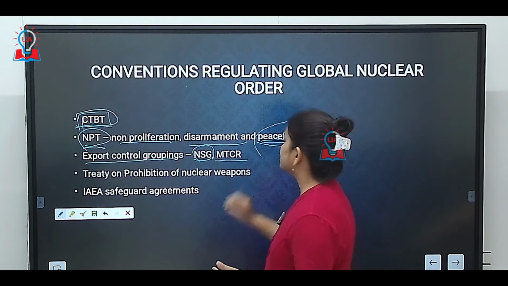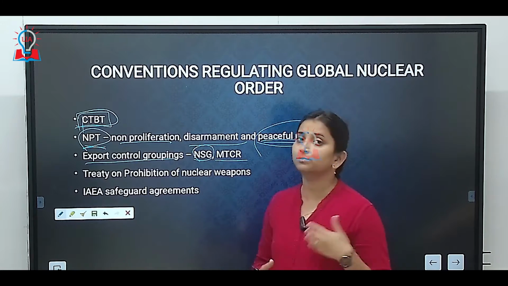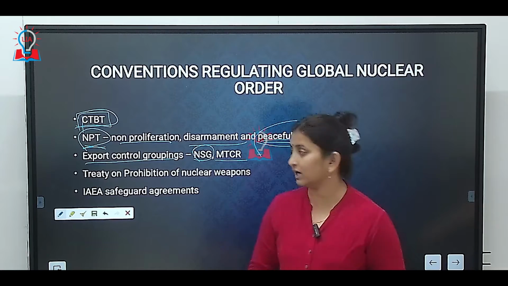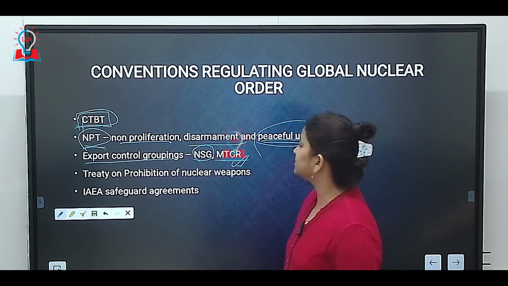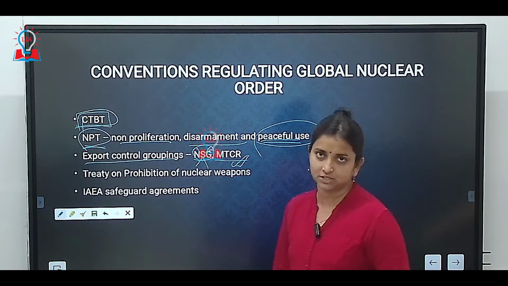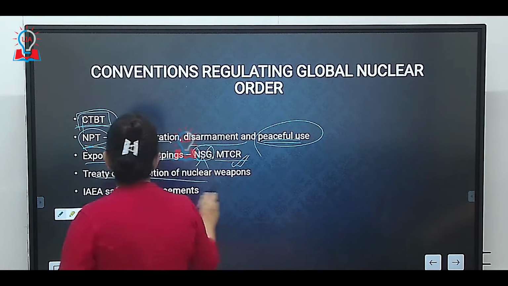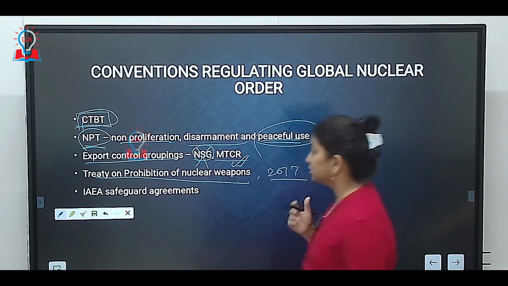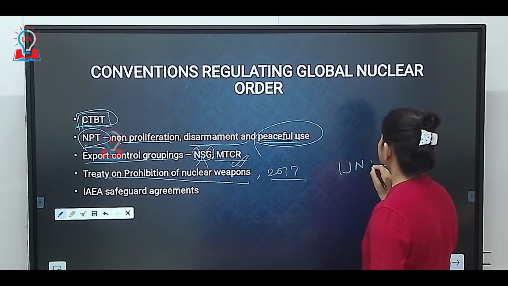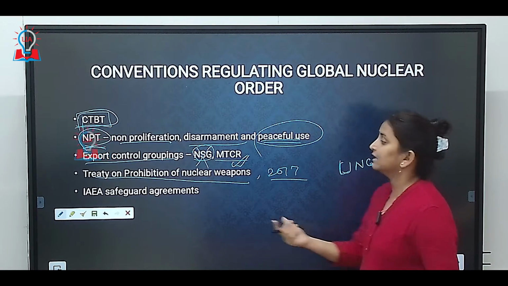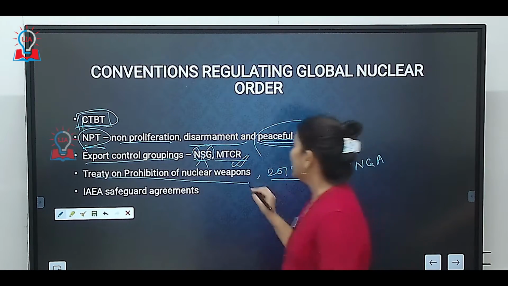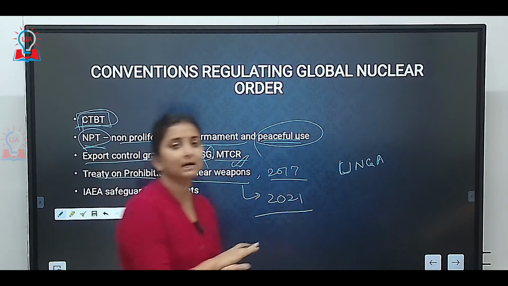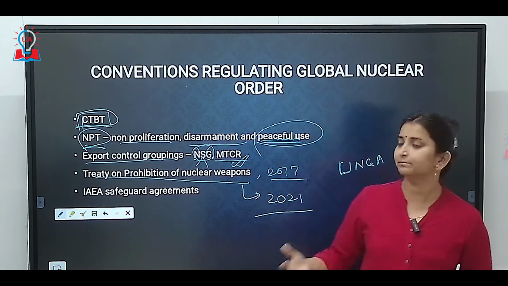Plus the Missile Technology Control Regime. So technologies related to missile development should not be given to a non-MTCR signatory country. India has a membership of MTCR but not a membership of NSG. Plus, we also have the Treaty on Prohibition of Nuclear Weapons. This treaty was signed in 2017 by the United Nations General Assembly, and it came into effect in 2021. It says that we will be completely banning the use of nuclear missiles.